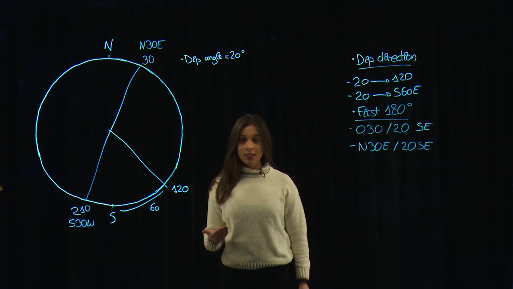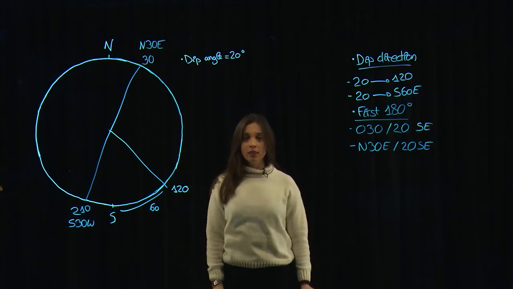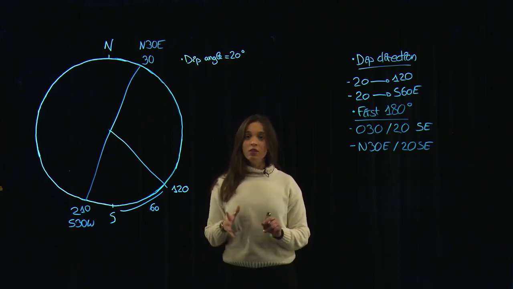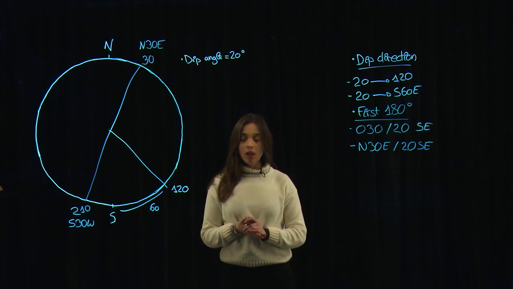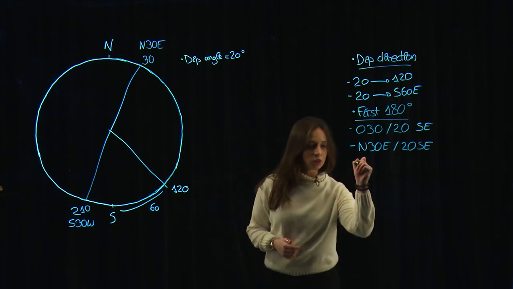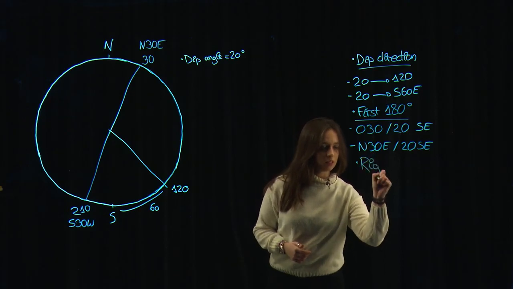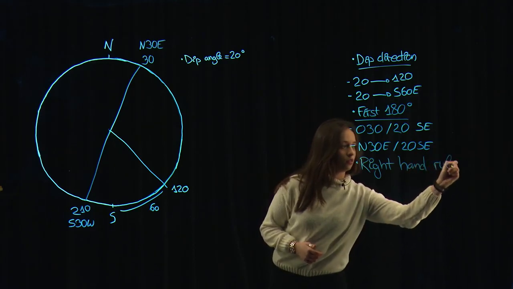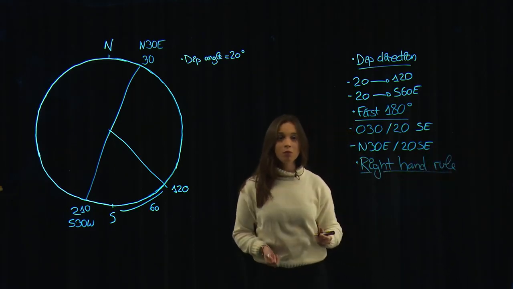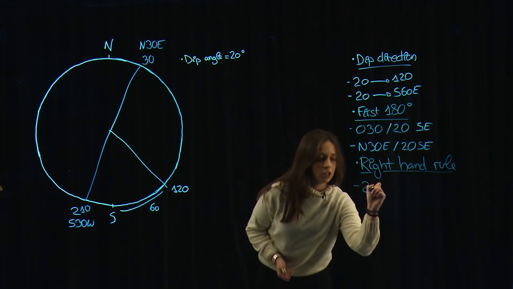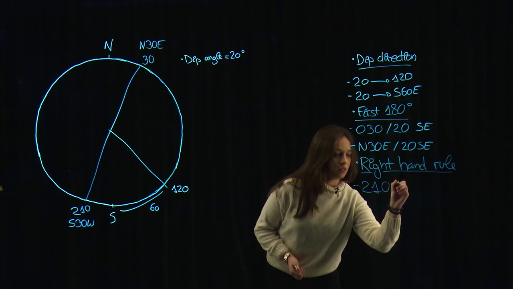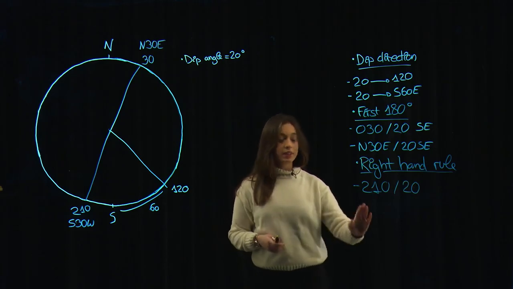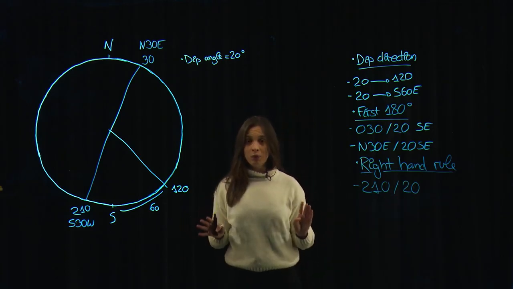The advantage of linking the strike direction with the dip direction is that if you forget to write down the quadrant, you still know in which direction your plane is dipping. In our case, if we used the right-hand rule, the plane would look like this: 210, 20. With this, our plane is completely documented.